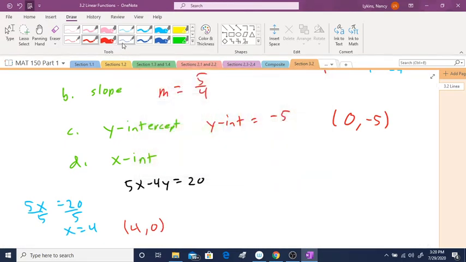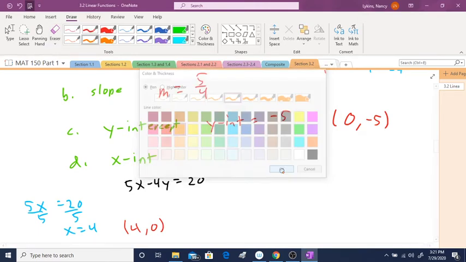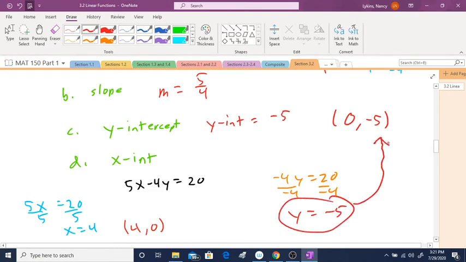Okay? Now, to find your y-intercepts, we already did this, but we didn't have it in slope-intercept form. Take a look at this. You get rid of the 5x, it's a cover-up, so we erase it. What's left? Negative 4y equals 20. Divide by negative 4, and you get y equals negative 5, the same as what we have up here.